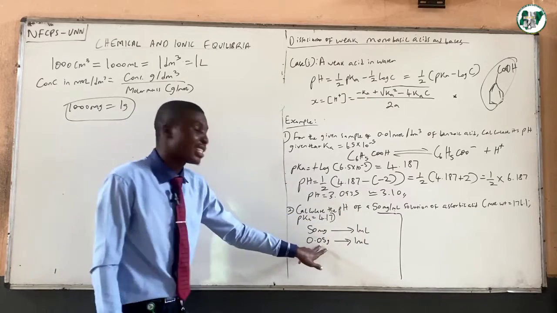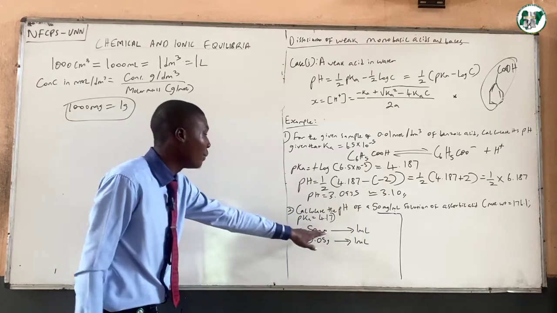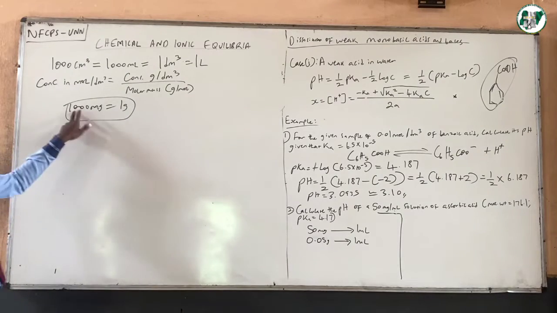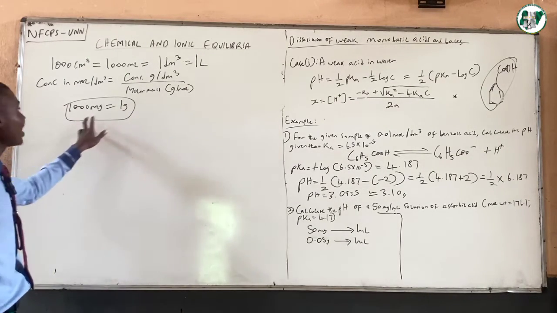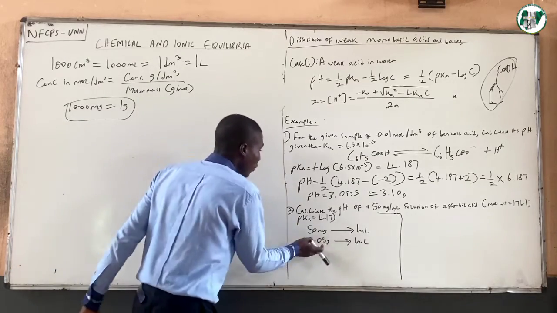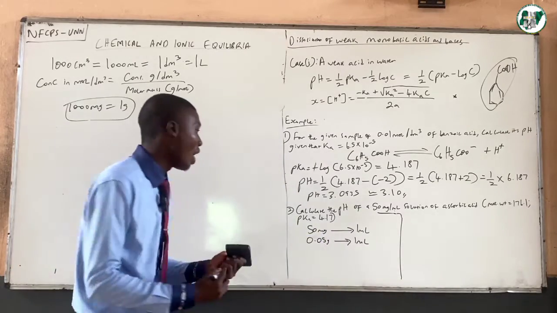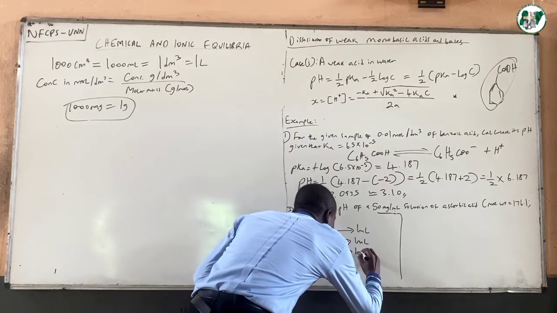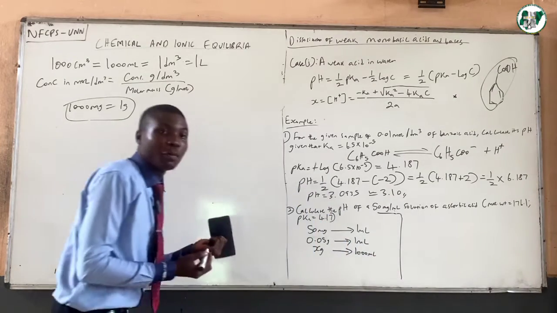50 milligram is 0.05 gram, because to convert from milligram to gram, you simply divide by 1000. If 1000 milligram is equal to 1 gram, 50 milligram will be equal to 50 times 1 divided by 1000. So that's 0.05 gram. So if 0.05 gram is present in 1 ml, X gram will be present in 1000 ml.